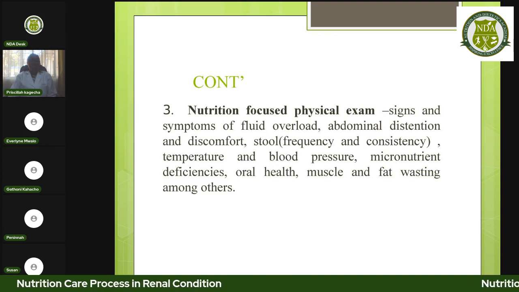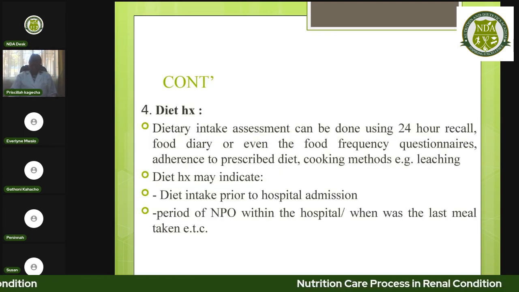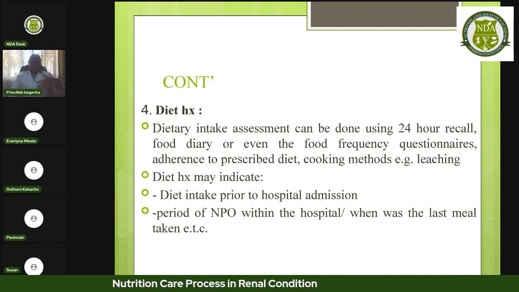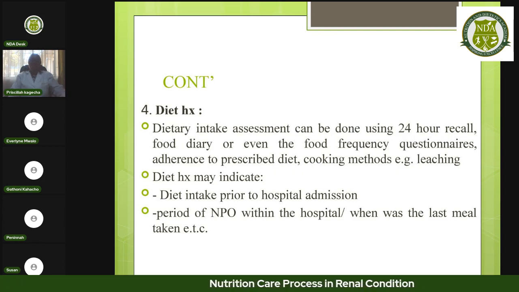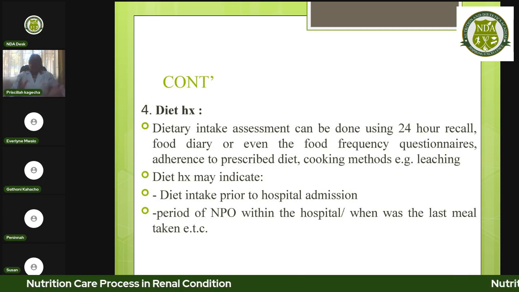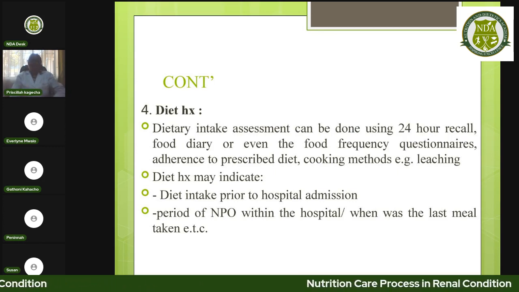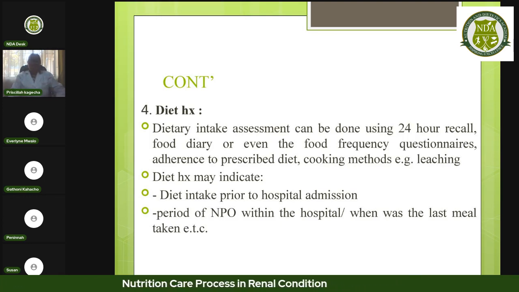And so this diet history may also indicate the diet intake prior to hospital admission. Did the patient have appetite? Are they eating well? Are they eating a balanced diet? It may also indicate the period in which the patient was on NPO within the hospital, or even at home before they came to the hospital, when the patient took the last meal, and so on and so forth.